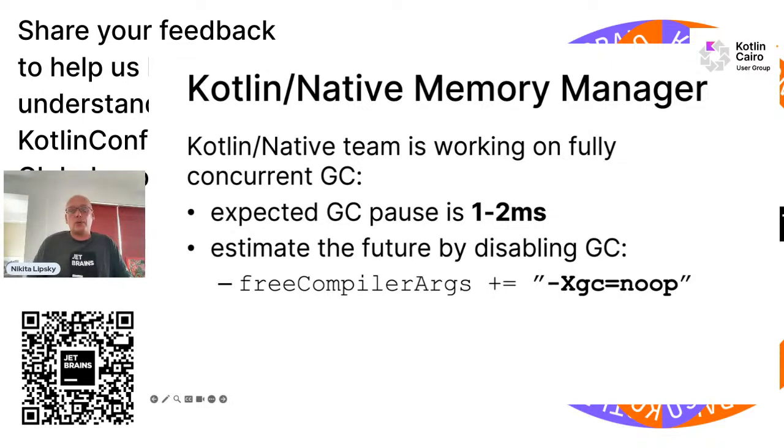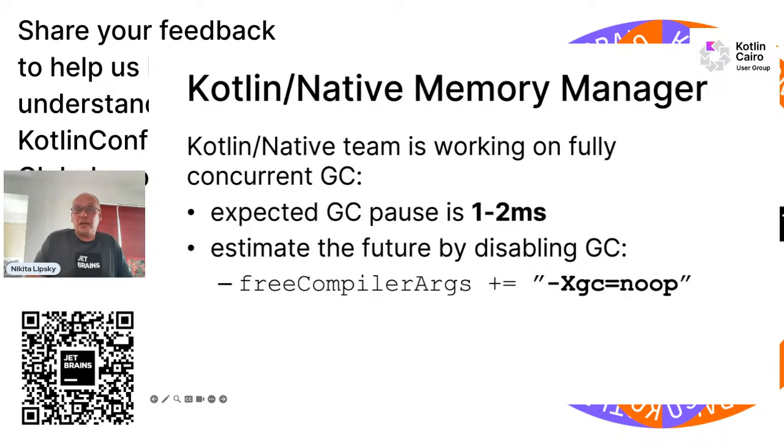So if you try Compose Multiplatform for iOS and see that it is not performant enough, please do not throw it away immediately. But first, make sure that you compile your application in release mode. It's very important. And then you might try to disable garbage collector to estimate future performance. If you disable GC, your app won't crash immediately, and you can compare if performance is better or not.